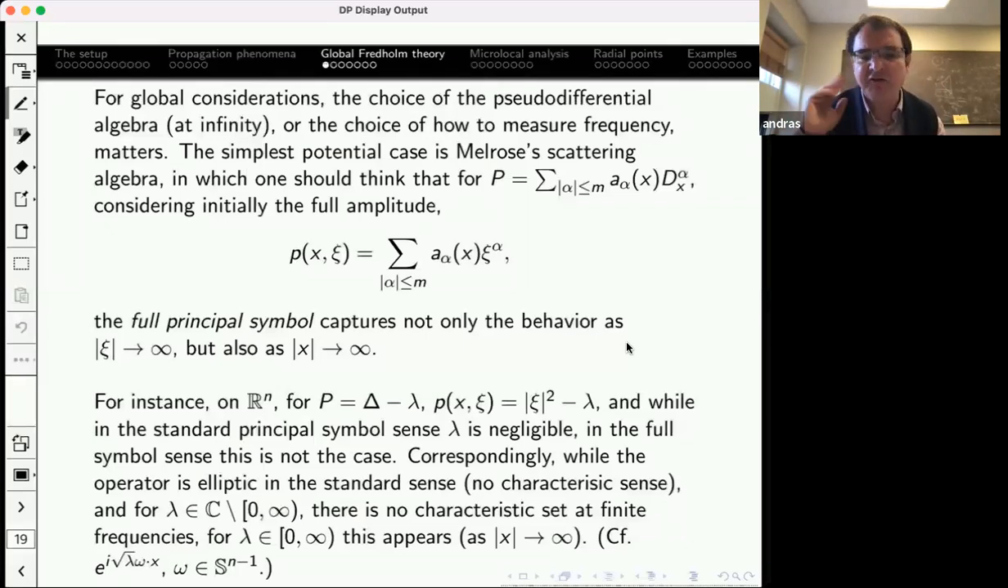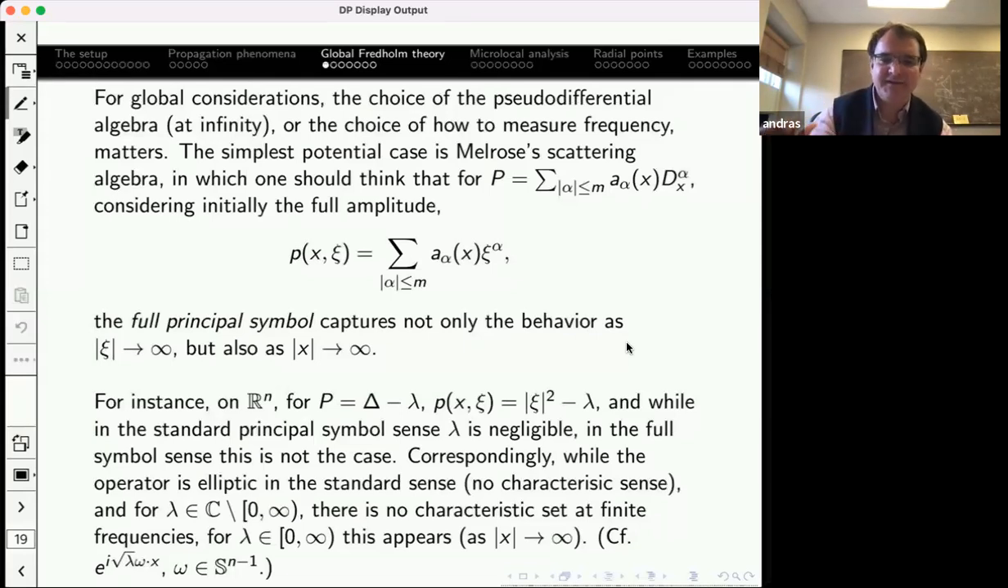So anyway, for example, if you take just the straight Laplacian, the standard positive Riemannian geometry thing, Laplacian minus a spectral parameter. In the usual principal symbol sense, the spectral parameter is negligible. But in the full symbol case, this is not the case. The point is that if you take (x, ψ), fix ψ, but let x go to infinity, well, ψ squared is independent of x, it doesn't change. So ψ squared doesn't decay, but neither does λ. They're exactly the same size.